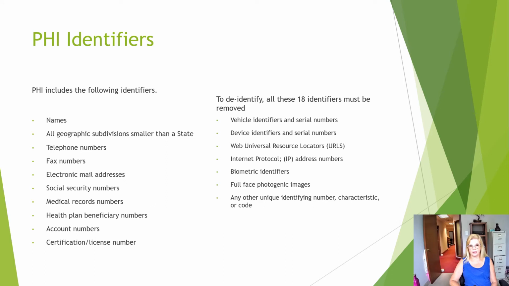PHI identifiers. So PHI includes the following identifiers. Right here, as you see on the screen, there are 18 different PHI identifiers. They range from things like name to biometric identifiers to social security numbers. So all these things are PHI identifiers. But to de-identify something, all of these 18 identifiers must be removed.